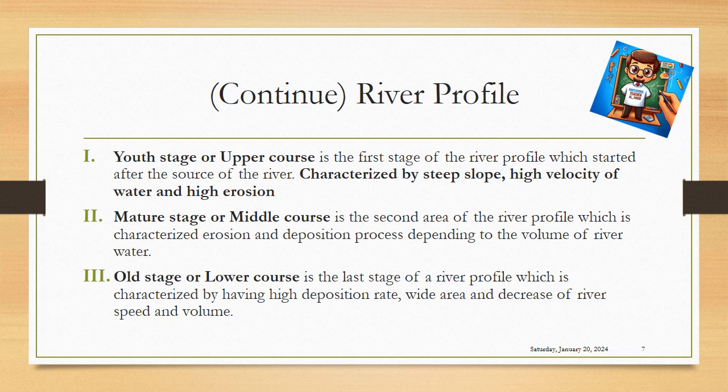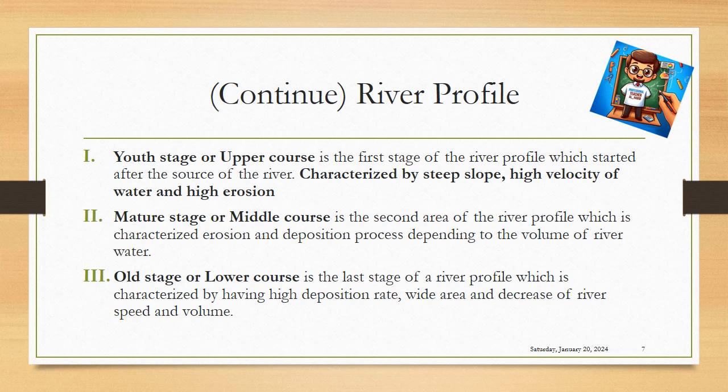2. Mature stage or middle course is the second area of the river profile, which is characterized by erosion and deposition processes depending on the volume of river water. The major function of a river at this stage is transportation of the load and lateral erosion that opens up the valley to attain a U-shaped valley.